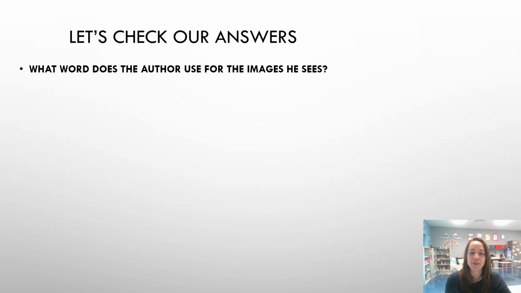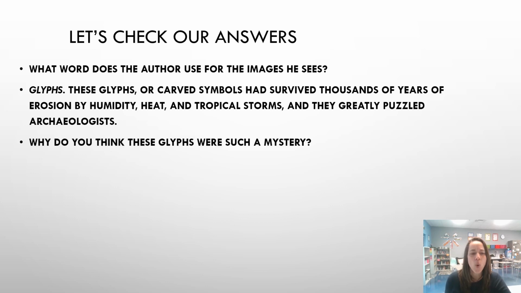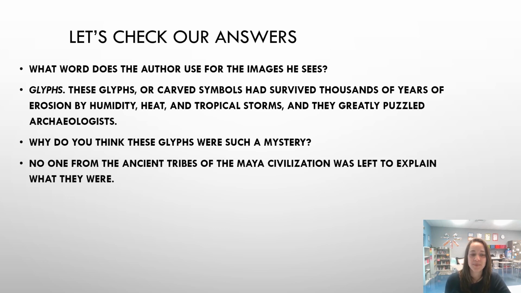What word does the author use for the images he sees? Glyphs. These glyphs, or carved symbols, have survived thousands of years of erosion by humidity, heat, and tropical storms, and they greatly puzzled archaeologists. Why do you think these glyphs were such a mystery? No one from the ancient tribes of the Maya civilization was left to explain what they were. Let's keep reading.